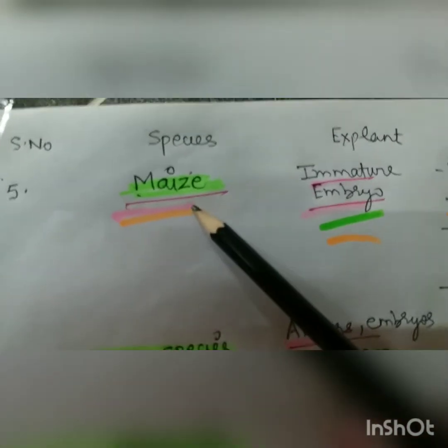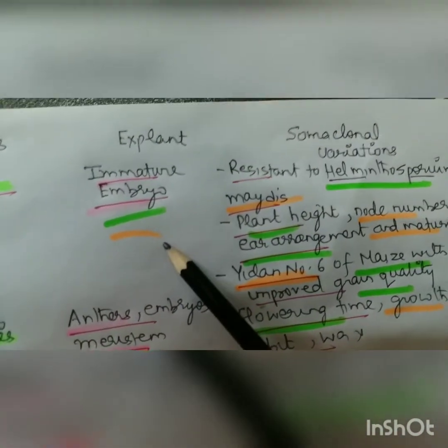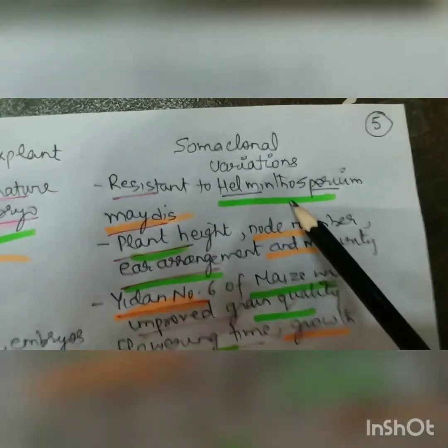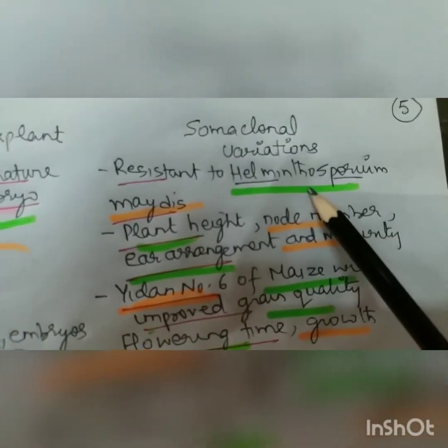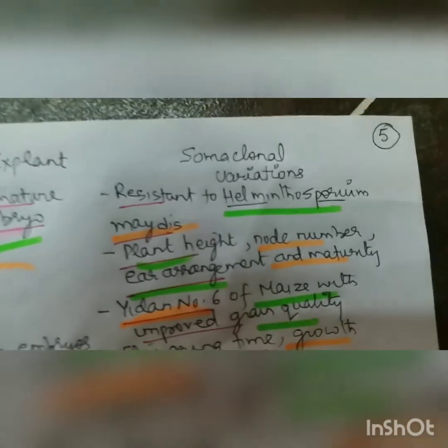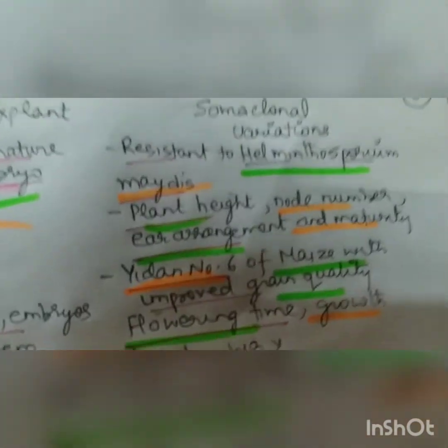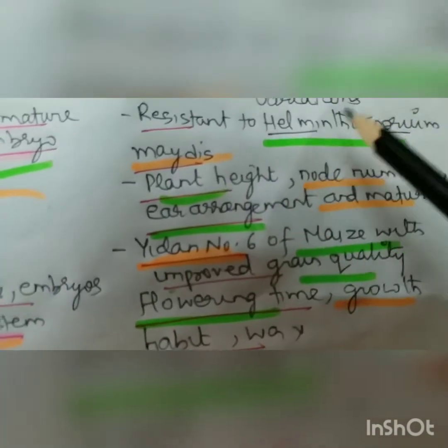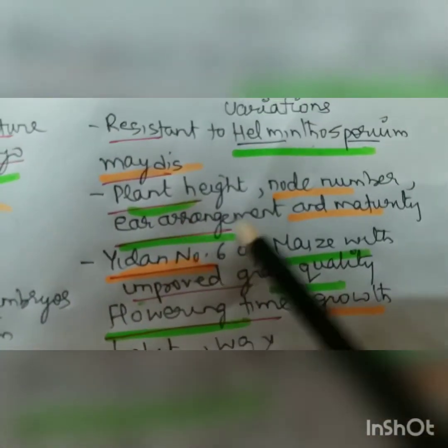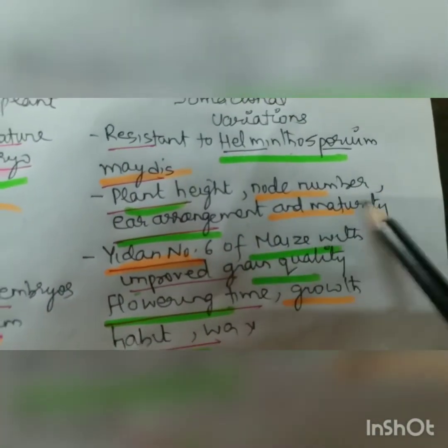So, now we are coming to the next variety, maize. The explant used is immature embryo, and it is resistant to Helminthosporium maydis, that is brown spot of maize, whereas in case of rice it is oryzae. The traits are plant height, node number, ear arrangement, and maturity.